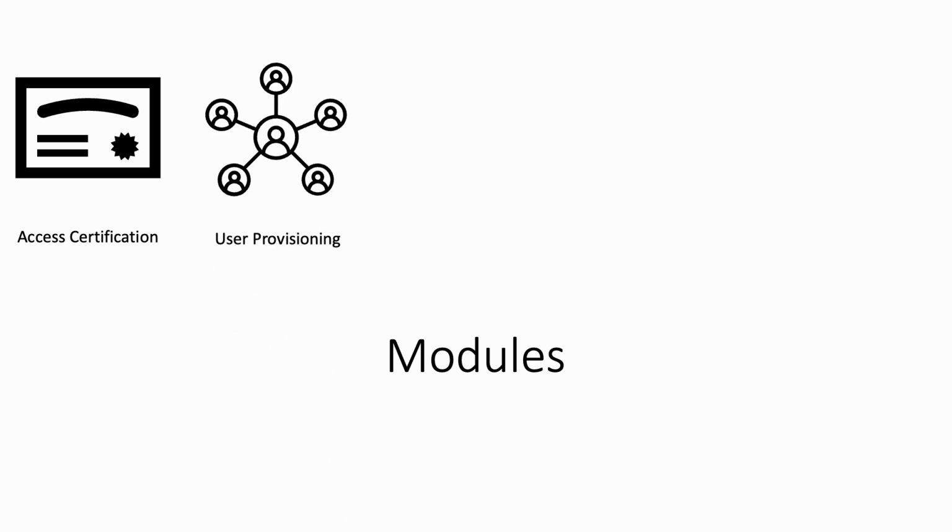Second one is user provisioning. This automates the onboarding and offboarding of users, managing their access to applications and systems throughout the life cycle. This reduces the risk of unauthorized access and streamlines the management process.